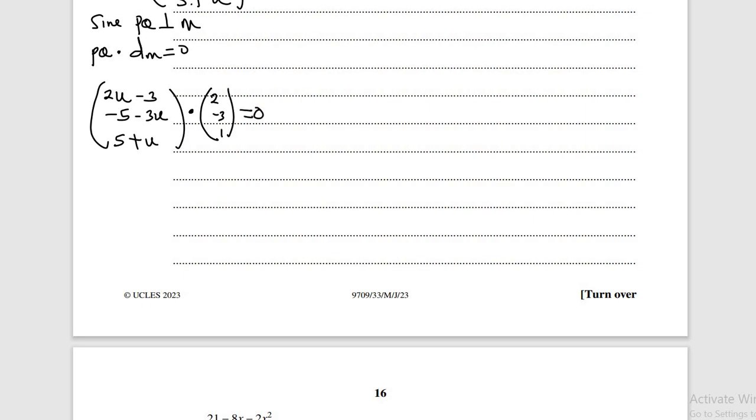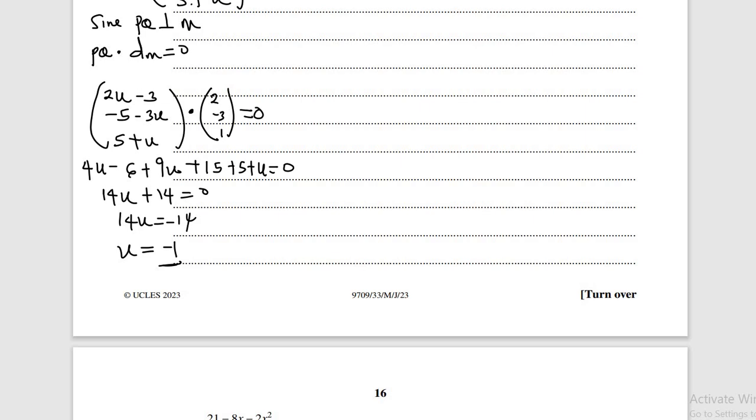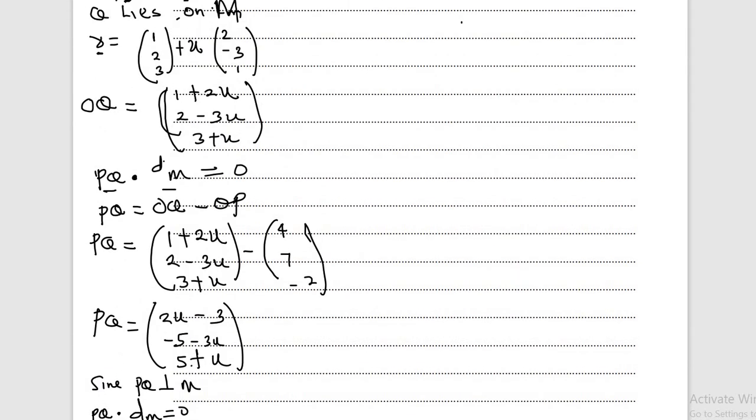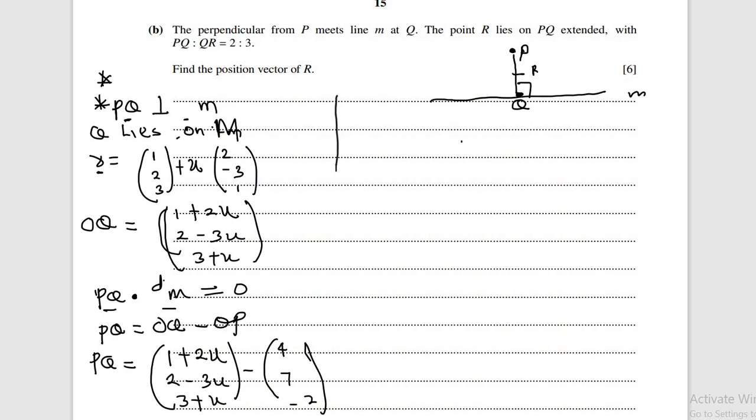So hence, when you multiply, open the bracket: that's 4 mu minus 6 plus 9 mu plus 15 plus 5 plus mu equals 0. At the end of the day, I have 14 mu plus 14 equal to 0. 14 mu equal to minus 14. Mu is minus 1.